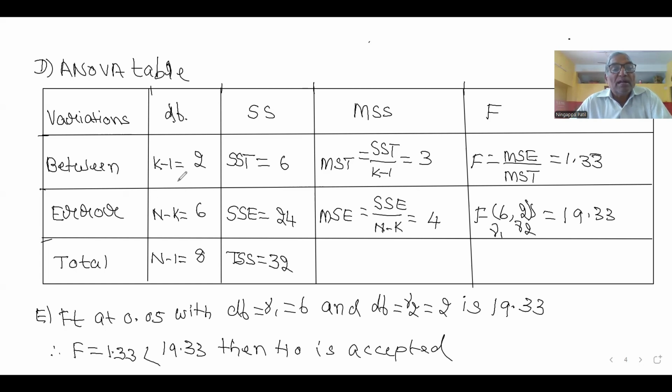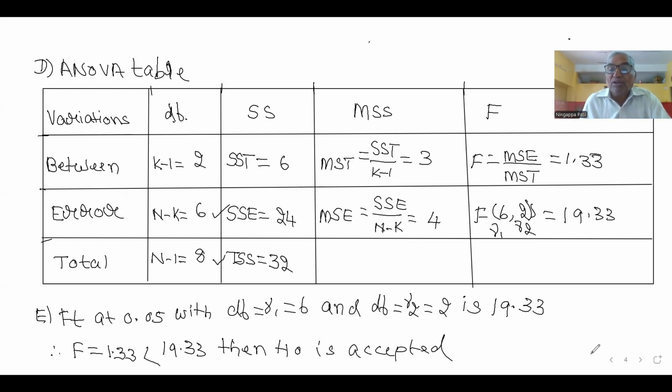N is 9 and K is 3. 9 minus 3, 6 it is. And total n minus 1, 9 minus 1, 8 it is. And SSE, my dear students, SST, these values are not known to you now. I will tell you how to get the TSS value and SSE value from calculator. Look here, SST plus SSE equal to TSS. So TSS minus SSE, this is SST, automatic it is.